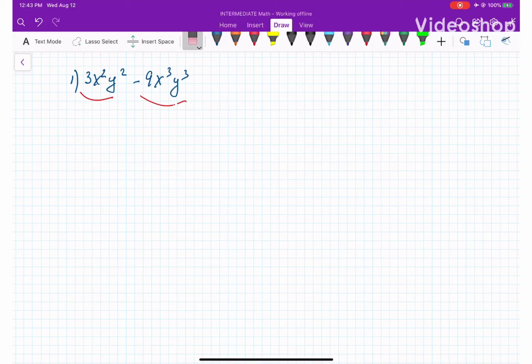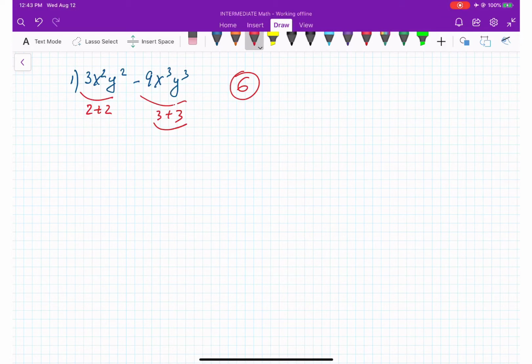It's going to be 4. And here we have 3 plus 3, it's going to be 6. So the degree of polynomial is going to be 6. The highest degree: whichever term has the highest degree, that term goes for the degree of polynomial.